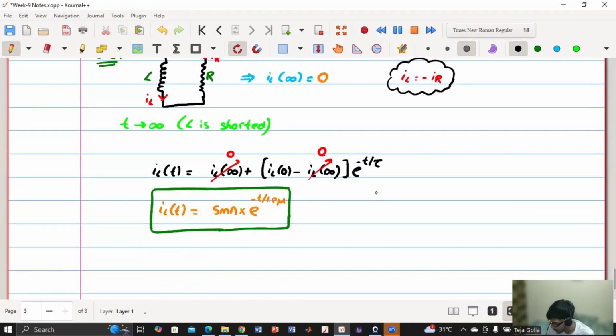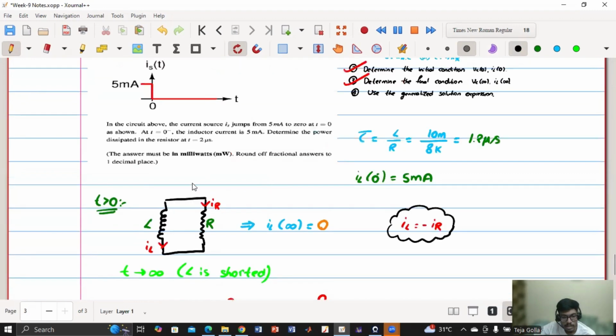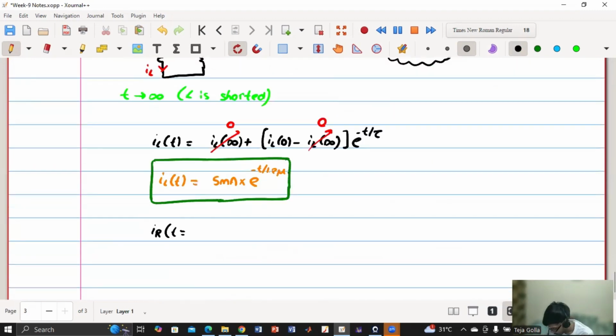Now I have to calculate IR at t equals whatever they have mentioned, 2 micro. So IR at 2 micro is equal to minus IL of t, so minus 5 milliamperes times e to the power minus 2 by 1.2. Can anyone calculate and tell me what this value will be?